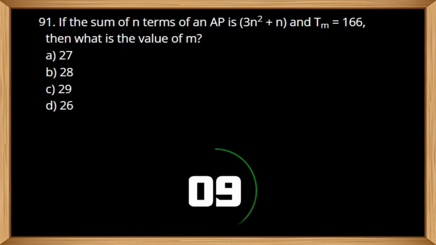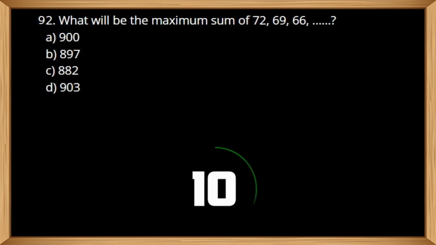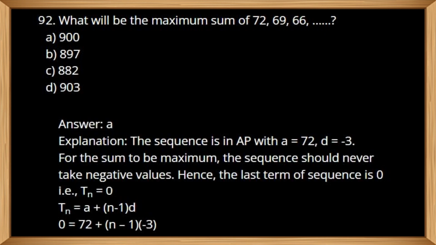If the sum of n terms of an AP is 3n power 2 plus n and the mth term is equal to 166, then what is the value of m? Option B 28. What will be the maximum sum of 72, 69 and 66? Option A 900.